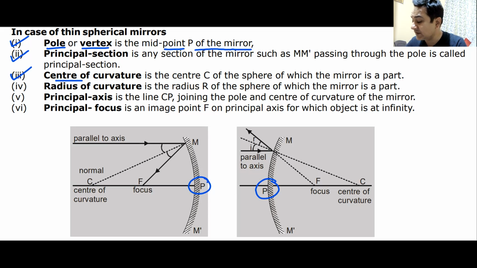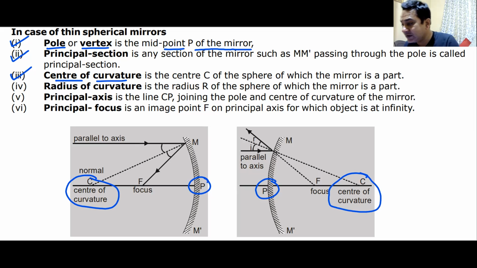Center of curvature, this is one thing that you must remember. Center of curvature is C. I have marked down the two C's in the concave mirror and the convex mirror. What is this C? Every mirror is a part of a sphere. The center of that sphere is known as the center of curvature. I hope you understand this.